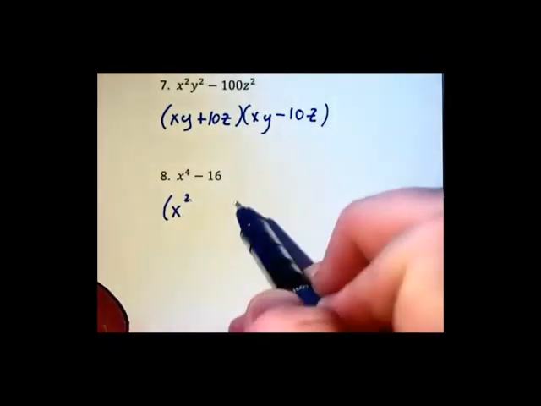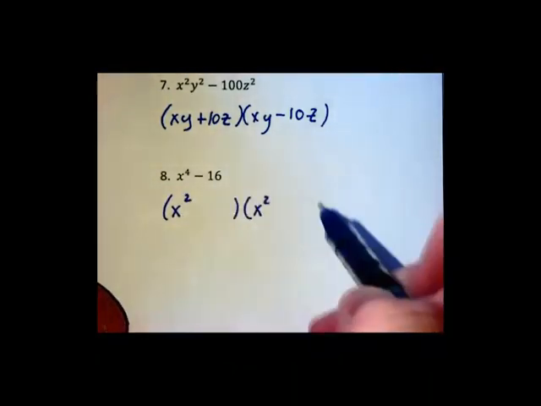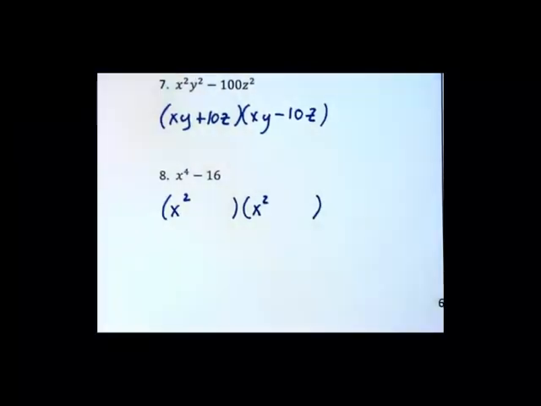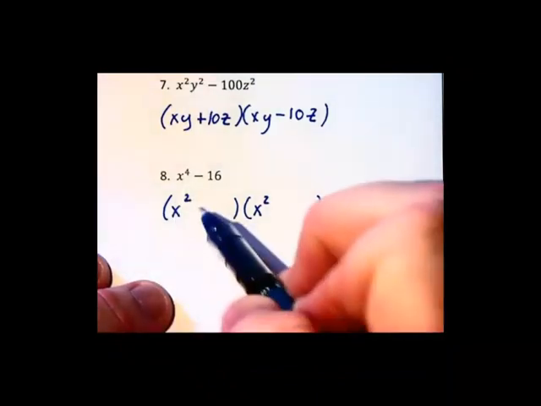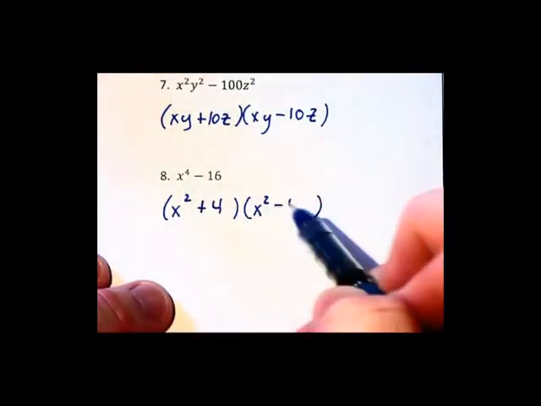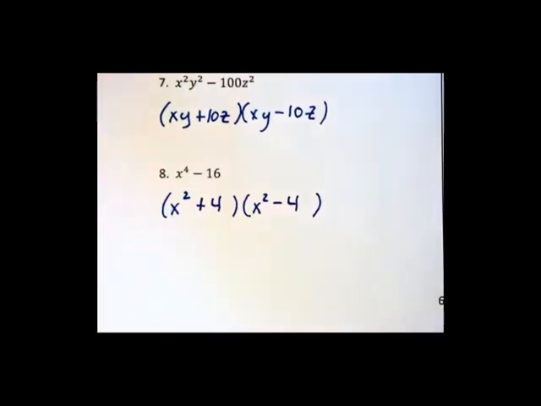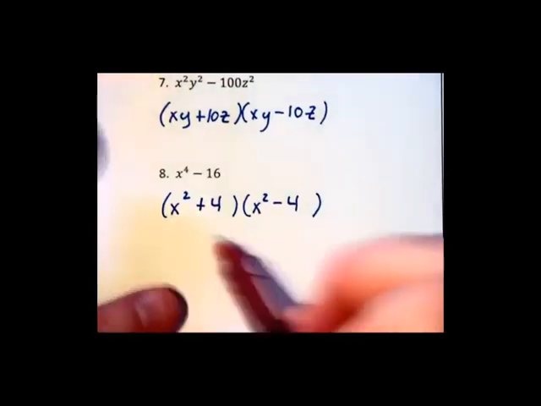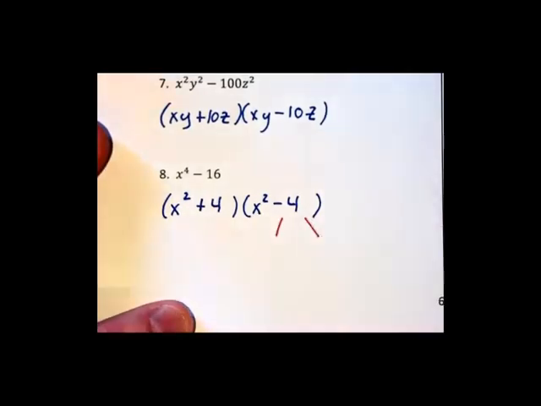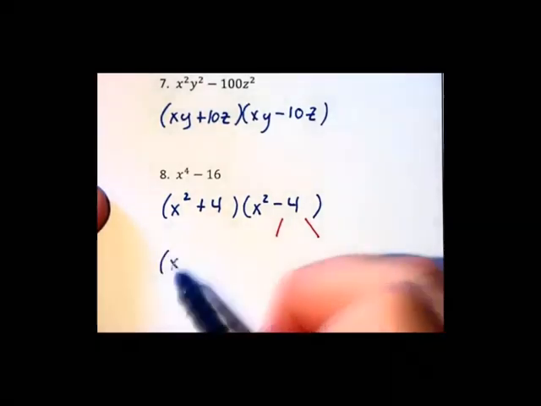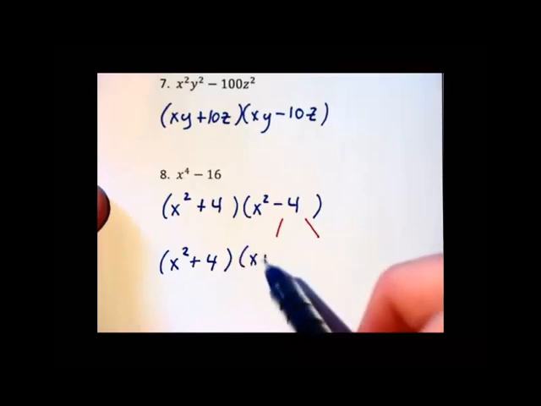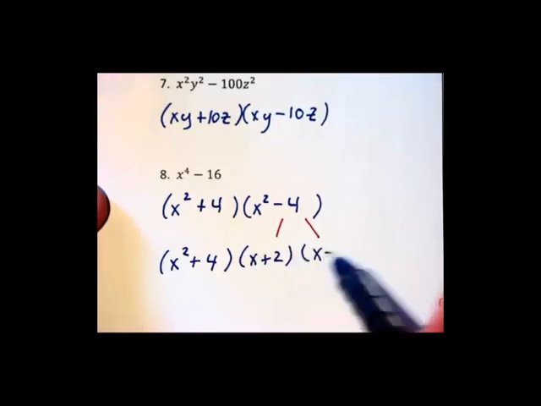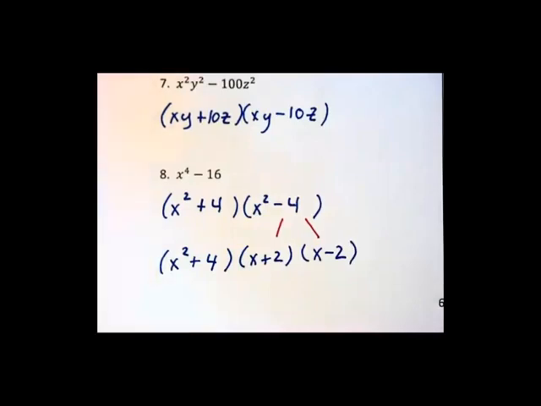So I'm going to write this as two parentheses, each beginning with x squared. And notice the first part of FOIL would work. X squared times x squared makes the x to the 4th. We're then going to have plus 4 and minus 4. And many students stop there. But we can't stop there. We have the difference of two squares, and we're responsible to factor completely. The first parentheses, the x squared plus 4, cannot factor further, but the second parentheses becomes x plus 2 times x minus 2. That then is the fully factored expression.